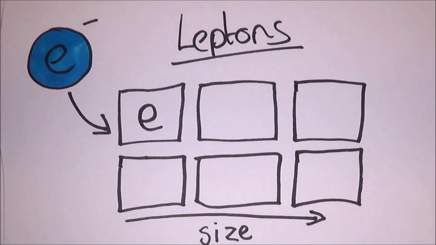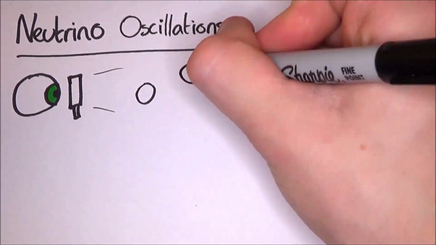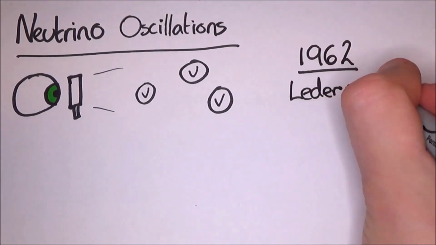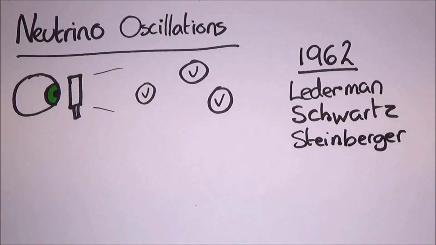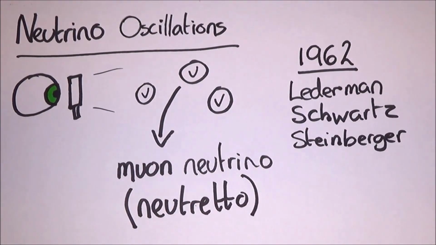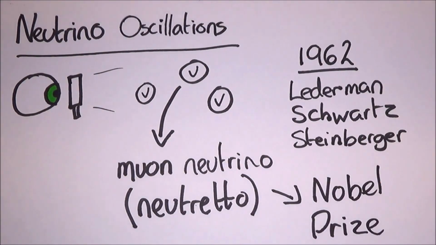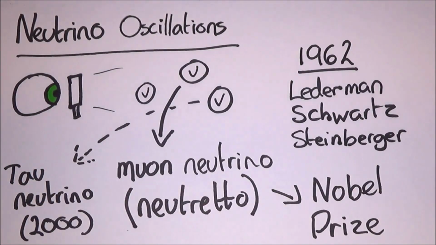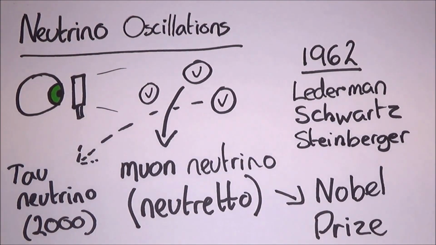Now it was known that neutrinos existed, but it wasn't until the neutrino oscillations were discovered that it was found that neutrinos could have flavors, which then meant that we could have different neutrinos. It was in 1962 that Leon N. Lederman, Melvin Schwartz, and Jack Steinberg showed that there was more than one type of neutrino by detecting the interactions of a muon neutrino, but at that point it was actually called a neutretto. Personally, I think neutretto is better than muon neutrino. This discovery earned them the 1988 Nobel Prize in Physics.